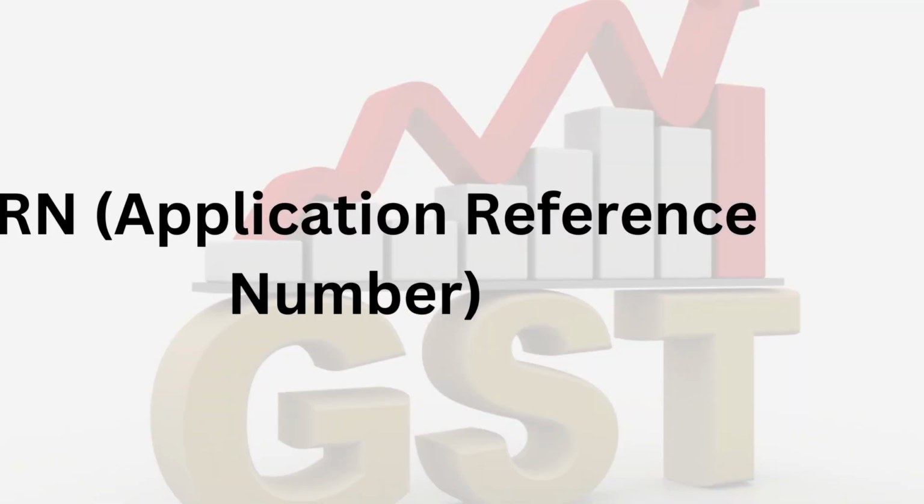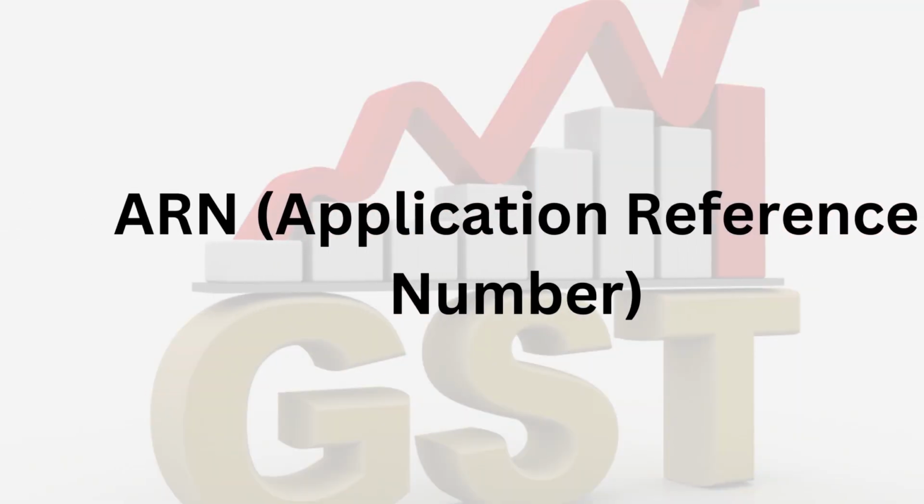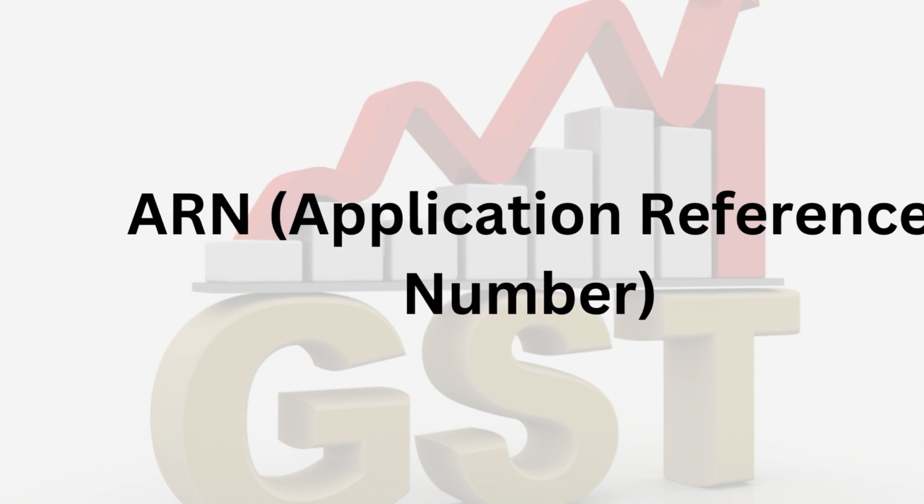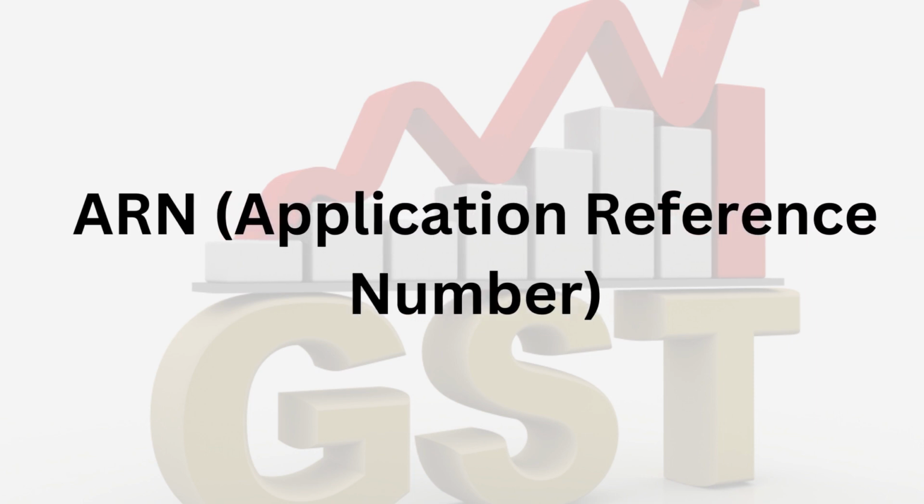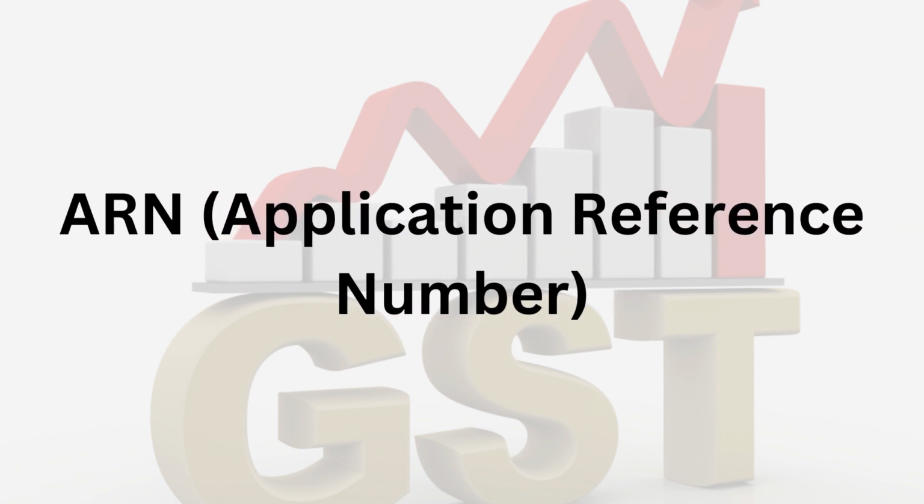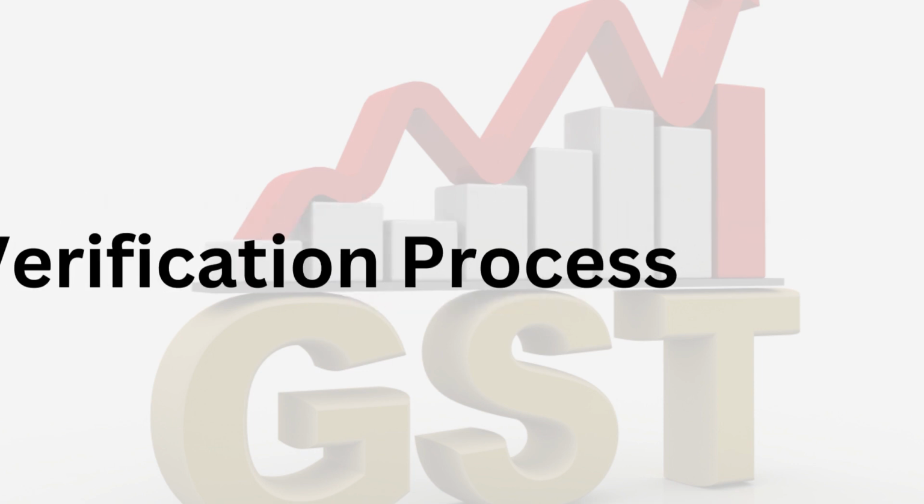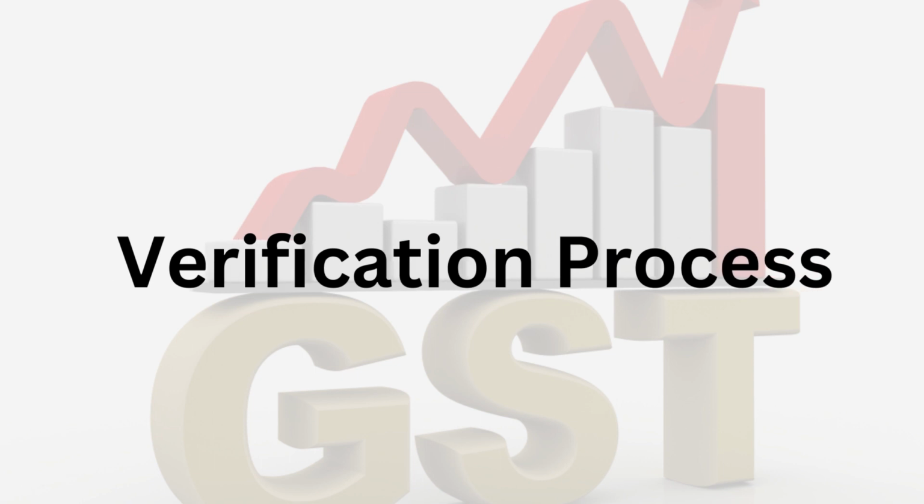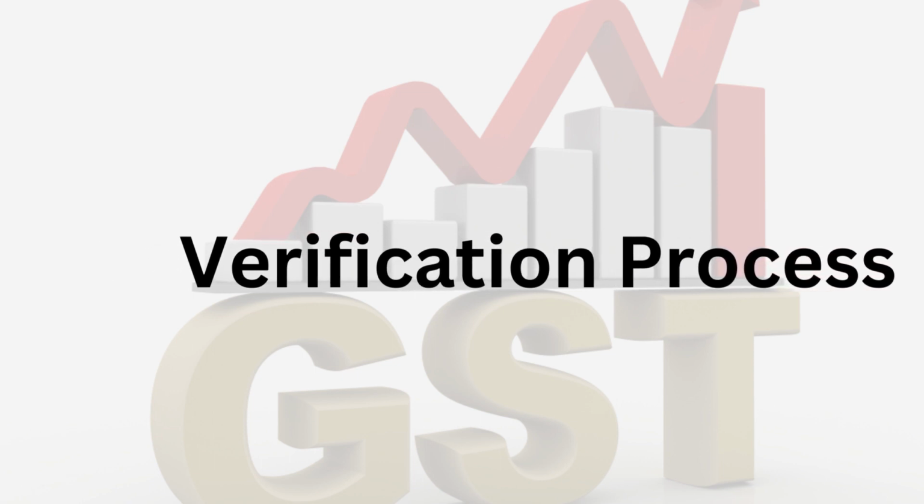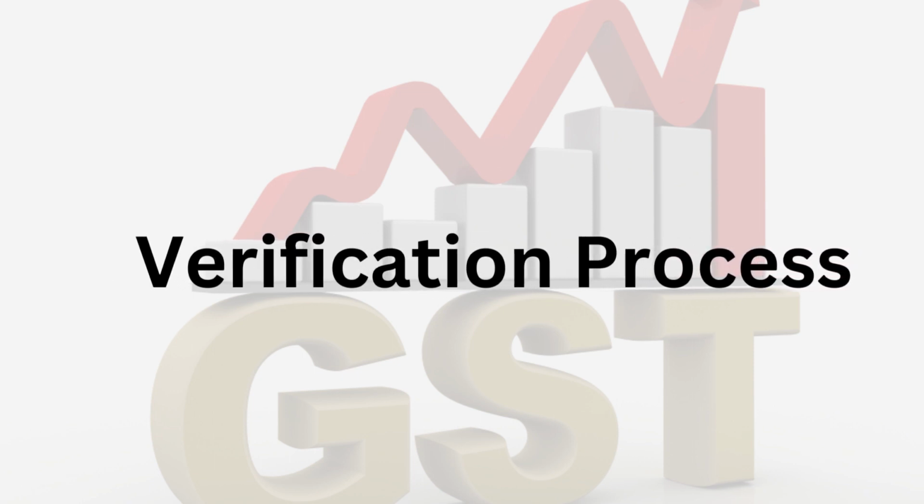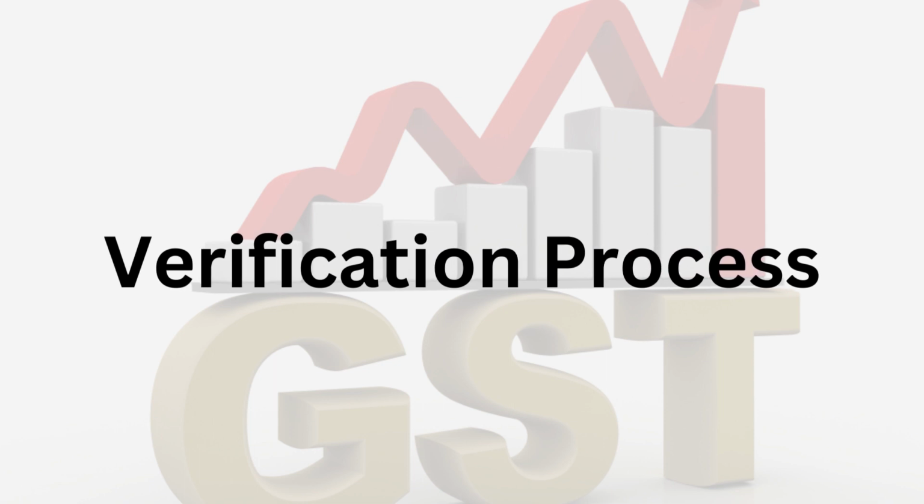You will be getting an ARN number, that is the application reference number, once you have completed the steps, to your registered email ID. So you can use that ARN number to track the status of your application. The next step is the verification process. Once the application is submitted, it goes through a verification process conducted by the GST department. The verification may involve scrutinizing the provided documents and may require additional information if required by the department.